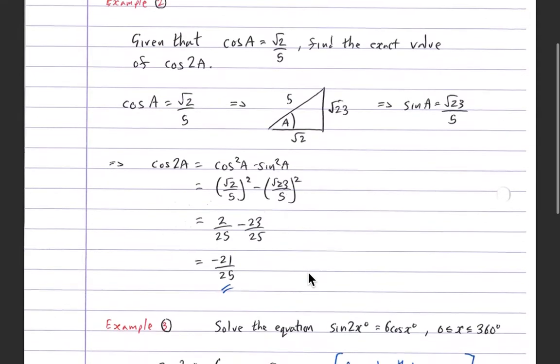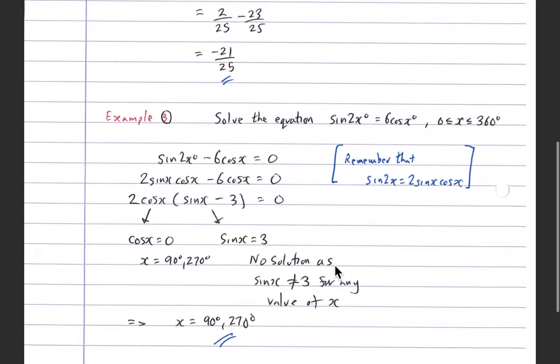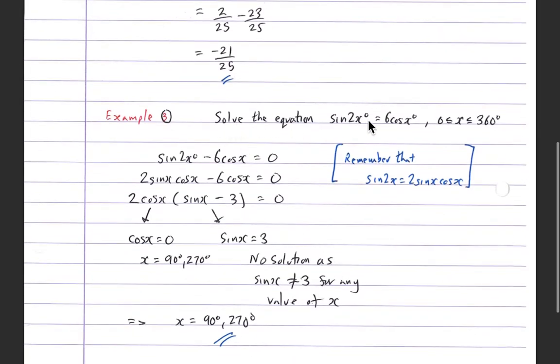So example 3 is now to look at a trig equation and how we might use these formulae to solve successfully. Solve the equation sine 2x equals 6 cos x, and we want values for x between the range 0 and 360 degrees, inclusive. So what we can do here is write down sine 2x minus 6 cos x equals 0, simply removing 6 cos x from both sides. We always want to have a 0 on the right hand side.